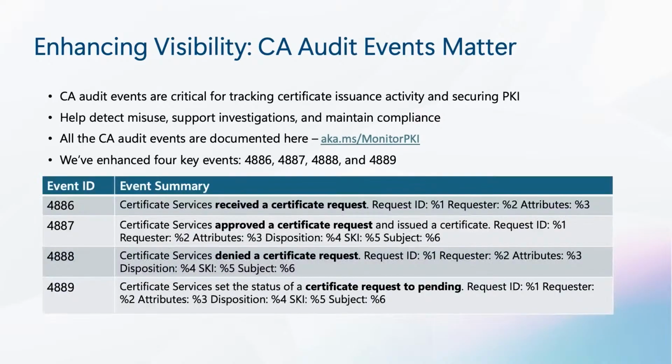We have enhanced four key events, 4886 through 4889. 4886 is logged when a certificate request is received. 4887 is logged whenever a request is approved. 4888 when a request is denied, and 4889 when a request is put in a pending state.